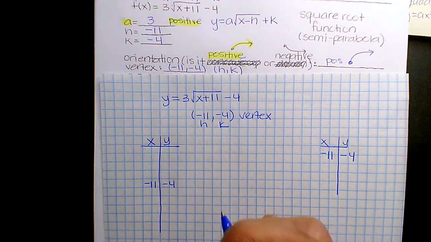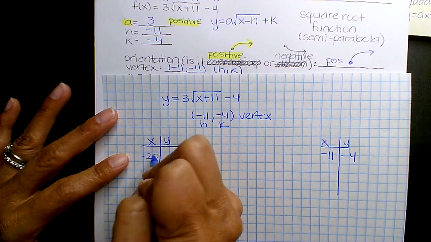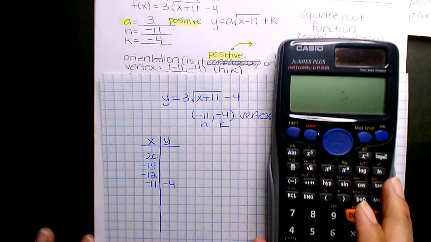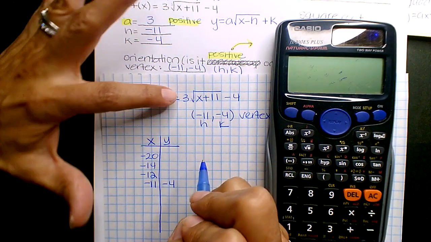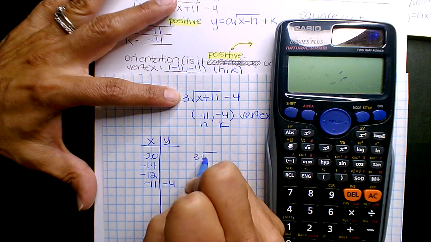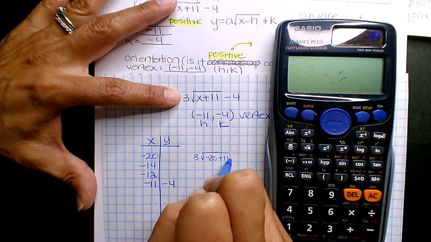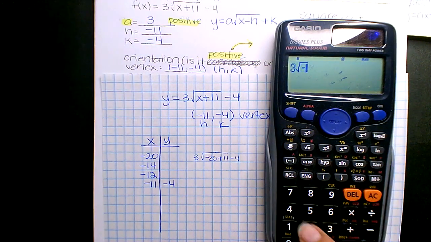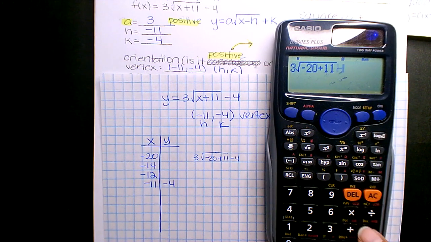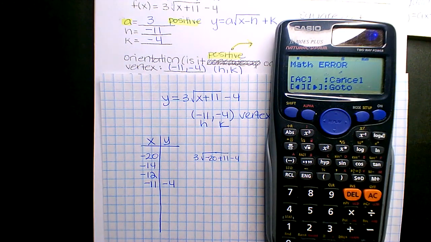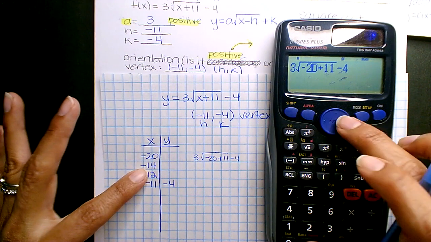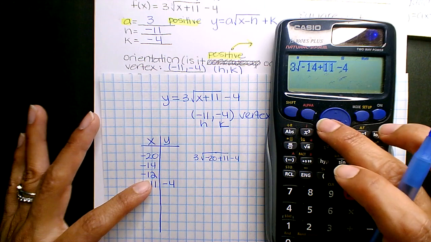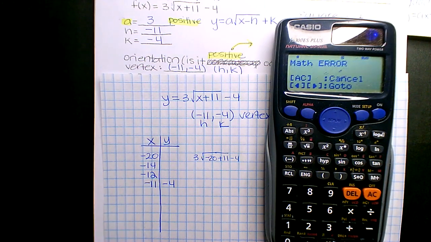So here's what I mean. If I was to pick -20, -14, -12, I'm going to get rejected on the calculator. Okay, because if I substitute in -20, plus 11, minus 4, right? What am I doing? -20 plus 11 minus 4. I get error. If I plug in -14, I get error. If I plug in -12, error.